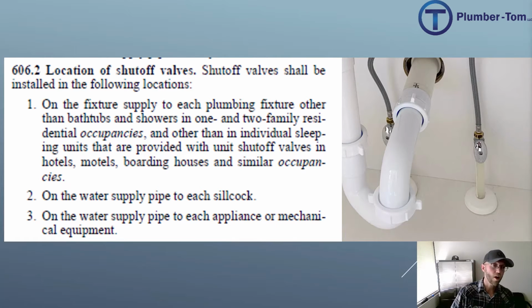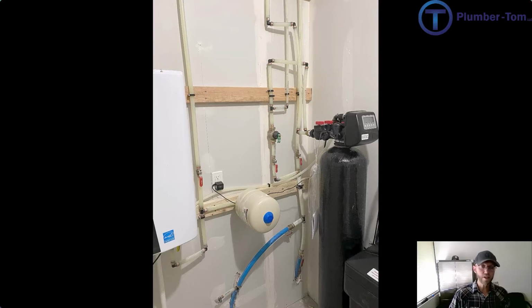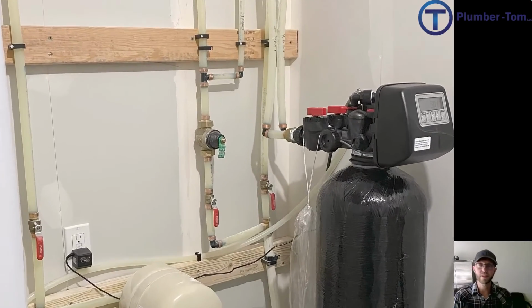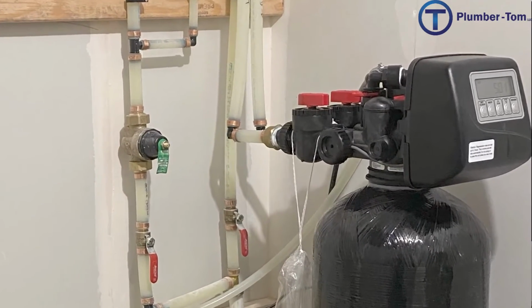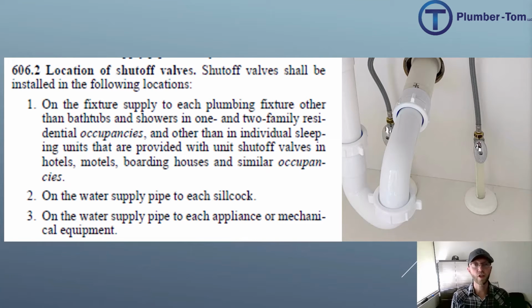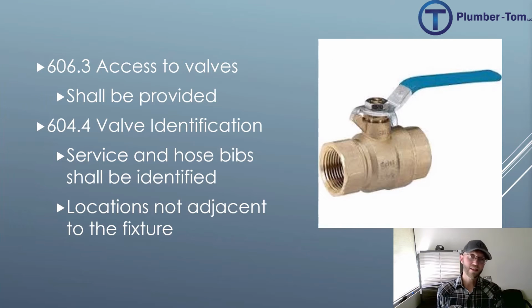And number 3, on the water supply pipe to each appliance or mechanical equipment, obviously dishwashers, water heaters, washing machines, all of that. We need shutoff valves. 606.3 states that we have to have access to these valves. Many times they're going to be hidden, maybe in an access panel in the wall or in cabinets or other places, but we have to be able to get to them, and we definitely need to be able to identify them as stated in 606.4.